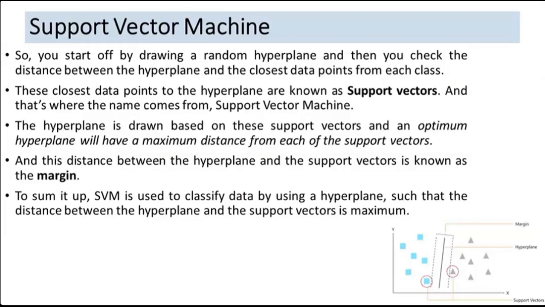For this hyperplane, the circled square is a support vector, and this circled triangle is a support vector. The hyperplane is drawn based on these support vectors, and the optimal hyperplane will have maximum distance from each of the support vectors. This distance between the hyperplane and the support vector is known as the margin. To understand, SVM is used to classify the data by using the hyperplane such that the distance between the hyperplane and the support vectors is maximum.